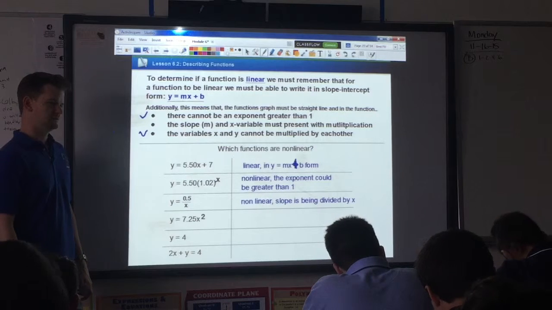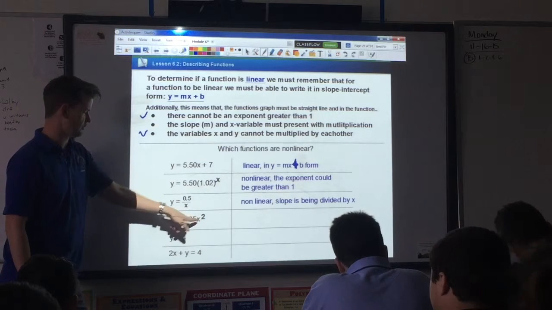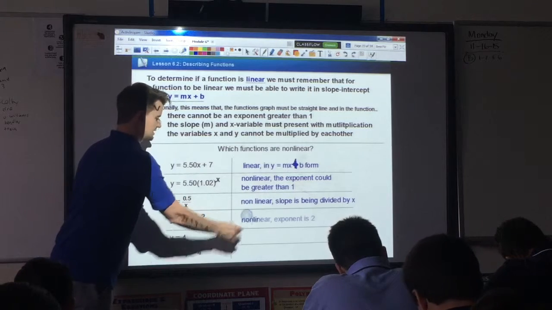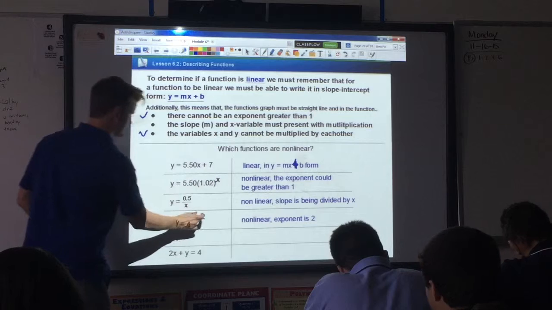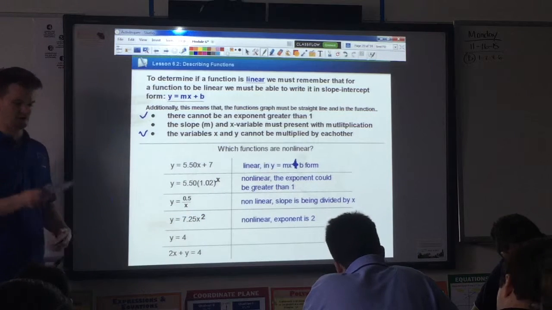Because there's an exponent greater than 1. As soon as you see that 2 there, that instantly tells you that is nonlinear. I have an exponent that is greater than 1. In fact, my exponent is 2. That makes it non-linear.